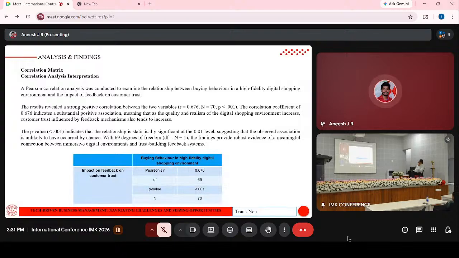The p value is less than 0.001, which indicates that the relationship is statistically significant at the 0.01 level, suggesting that the observed association is unlikely to have occurred by chance. With 69 degrees of freedom, where degrees of freedom is N minus 1, the findings provide robust evidence of a meaningful connection between immersive digital environments and trust-building feedback systems.